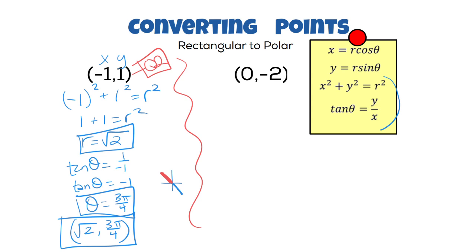All right, so here we go. I know my x and I know my y. So I'm going to do 0 squared plus negative 2 squared equals my r squared. So 0 plus 4. Oh, this came out nice. R is going to be 2. Got it.